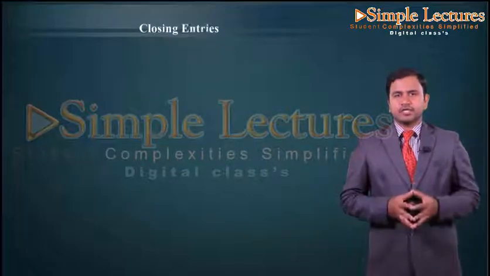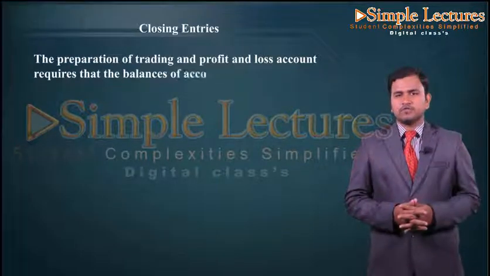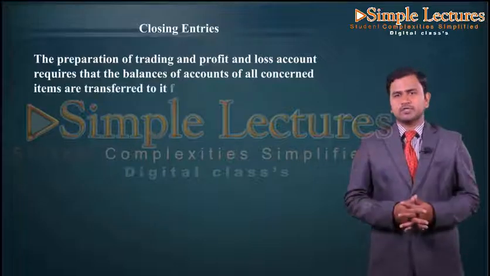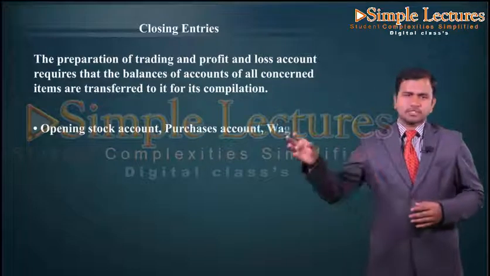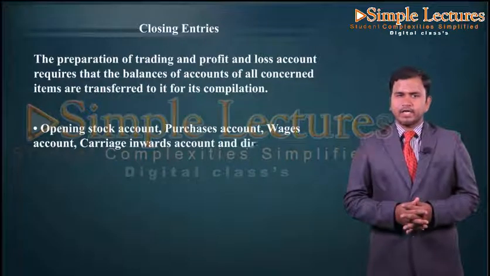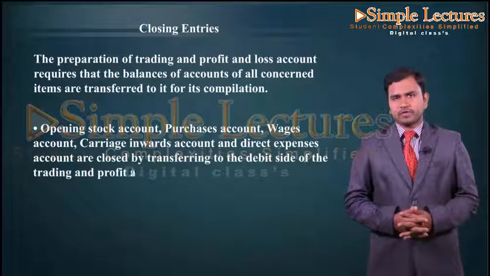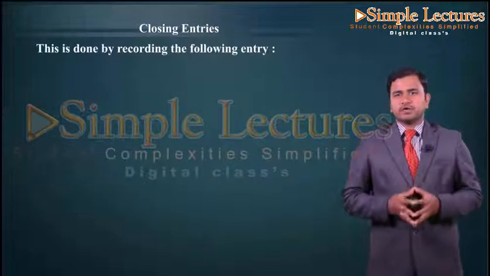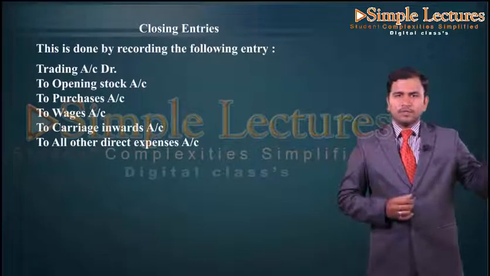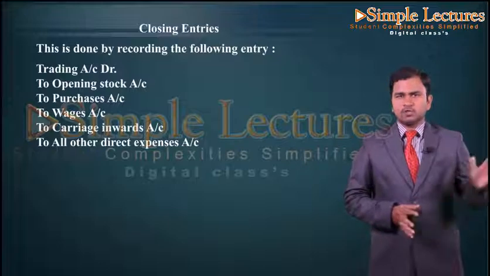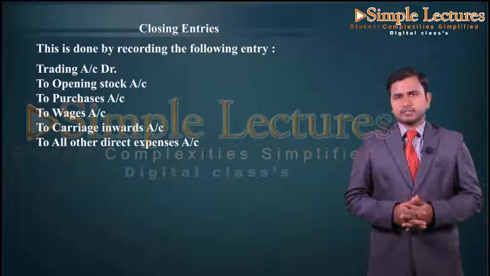Then we have closing entries. The preparation of the trading and profit and loss account requires that the balances of accounts of all concerned items are transferred to it for its completion. Opening stock, purchases account, wages account, carriage inward account, and direct expenses account are closed by transferring to the debit side of the trading account. This is done by recording the following entry: Trading account debit to opening stock account, to purchases account, to wages account, to carriage inward account, and to all other direct expenses accounts.